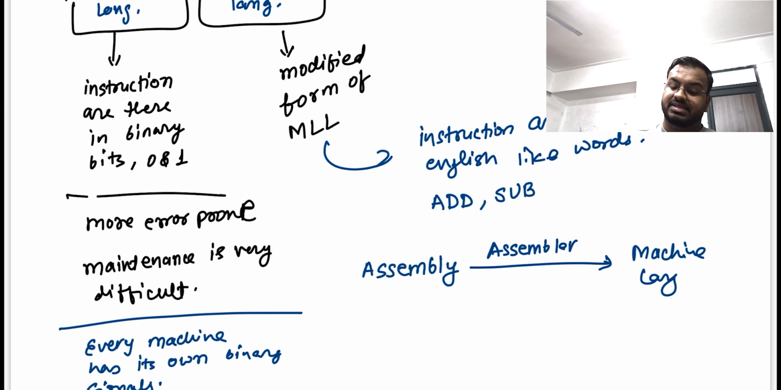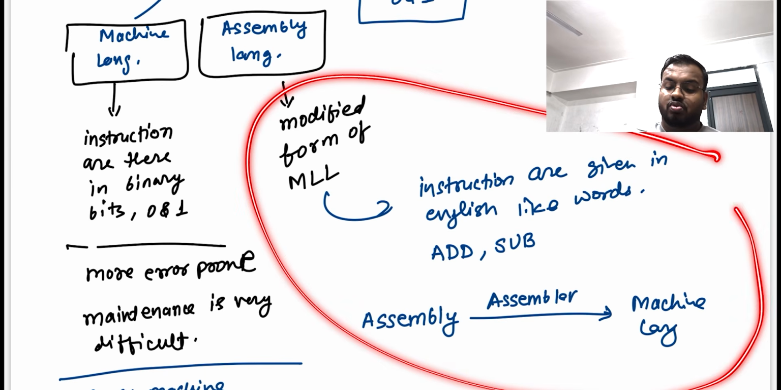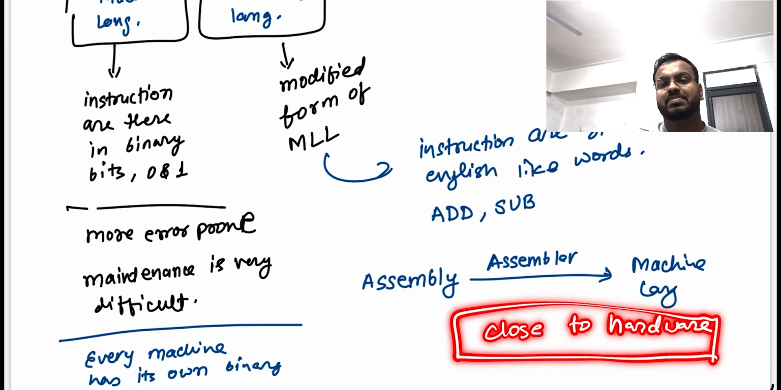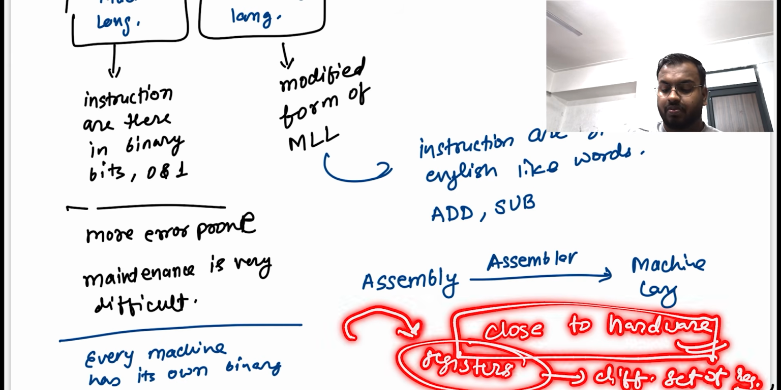Now talking about assembly language. Assembly language was using English like words, so it is easier to write, but it is close to hardware. Data is stored in computer registers and each computer has a different set of registers. Hence assembly language is also not portable. See, this is close to hardware and data is stored in registers, and every computer has a different set of registers. That's why this is not portable.